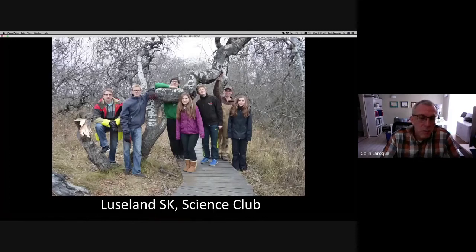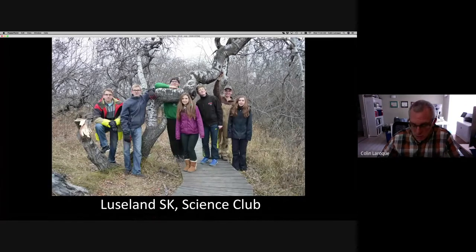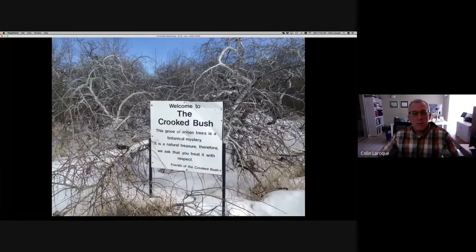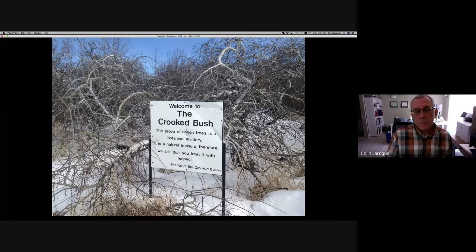But what we don't have is an increment core, and we want to get one and try to understand how they work and see if we can take a small sample from these trees. We have an experiment, and the experiment is to try to measure what the chemistry of these crooked trees is, and then walk across the road and see if the chemistry of the straight trees is any different. Is there some kind of chemical difference between the two?